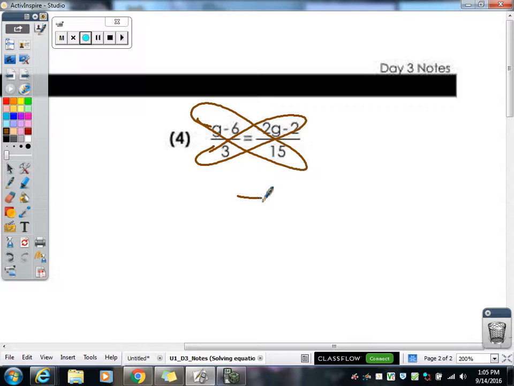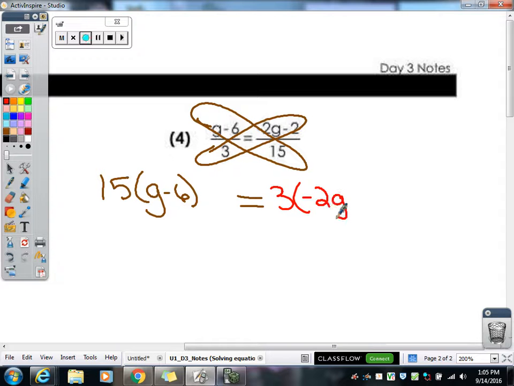The biggest thing when people cross multiply is they forget to write an equal sign down. They start multiplying and then the equal sign disappears for some reason. So on one side you're going to have 15 parentheses g minus 6. On the other side you're going to multiply 3 times, is that a negative in front of there? Negative 2g minus 2.